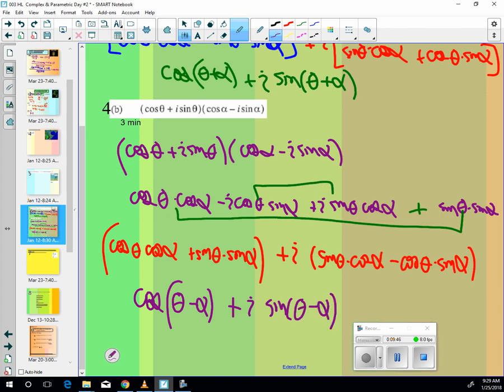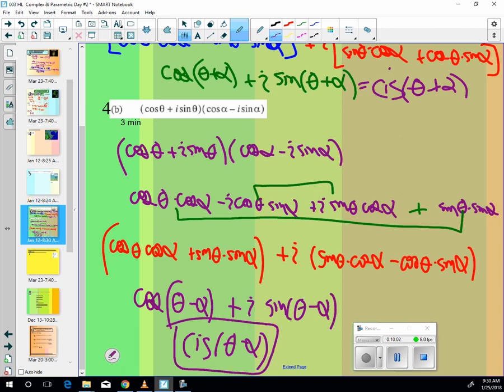Yep. By the way, the shortcut for this is going to be called cis theta plus alpha. And this one, the shortcut is going to be cis theta minus alpha. Don't worry about that cis form. That'll make sense in a couple days.